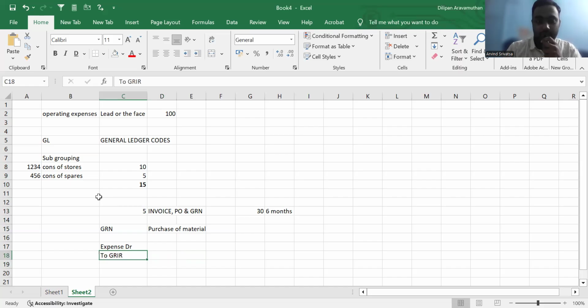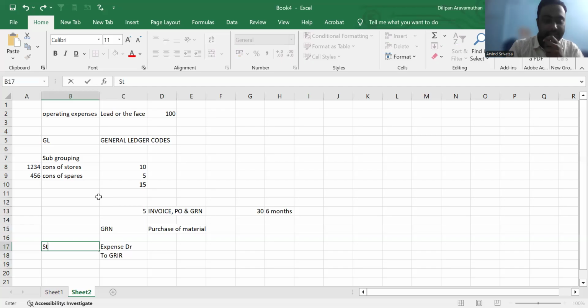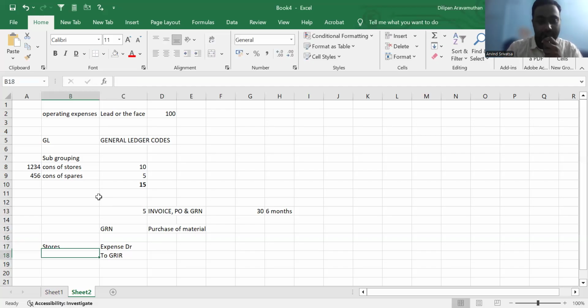So in this account, let's say this is the case of materials, this entry will be passed by the stores team, expense to GRIR. Let's say for maybe 5 rupees, this entry is passed. Because the stores team will not have access to the finance module, which contains the list of the payables and the vendor master data. This is because you will have access restrictions.